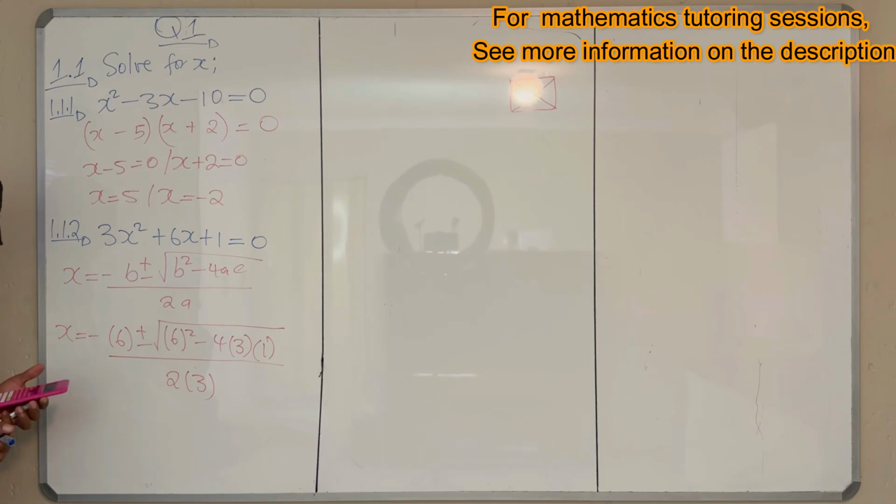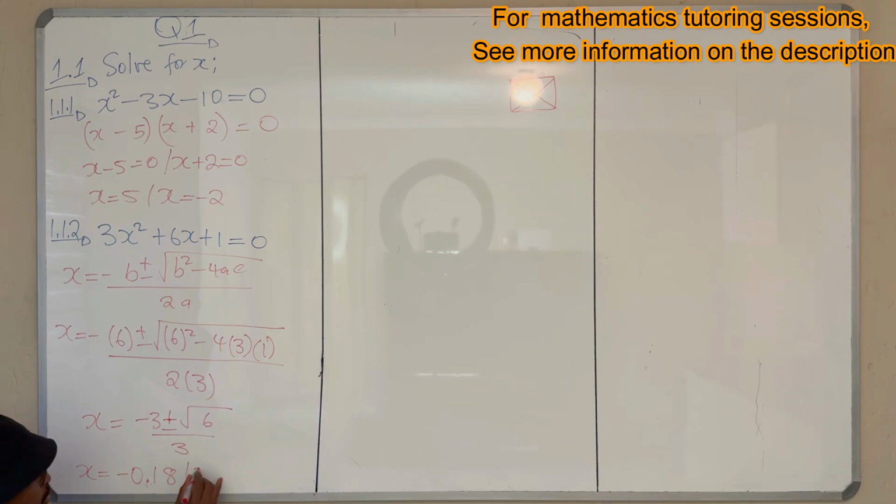So the answer that we get here is x equals what? x equals negative 3 plus or minus the square root of 6 all over 3. And the decimal solution is x equals what? Negative 0.18, or your second x will be equal to what? Going to be negative 1.82. So these are the solutions.